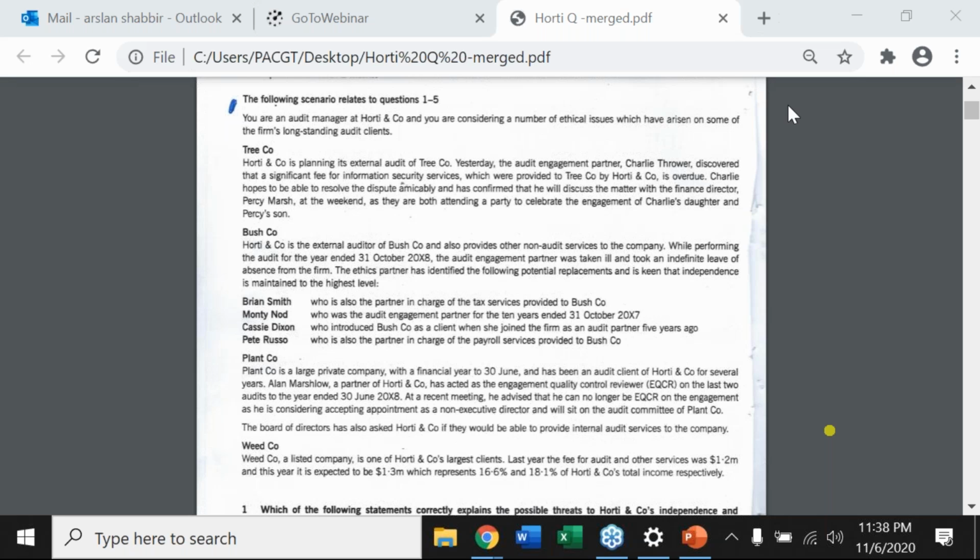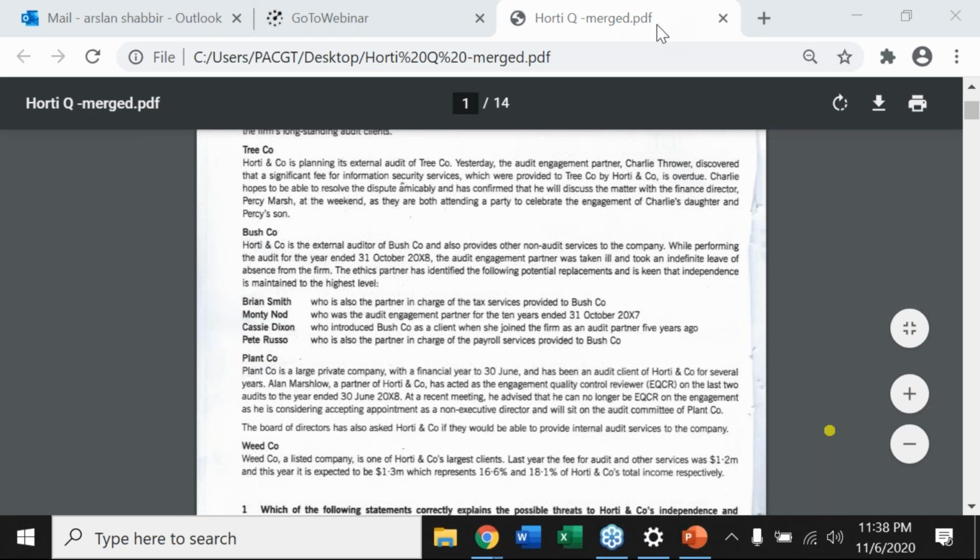But in that case, the partner has just presented Bush Company as an audit client. If it is not this audit firm, then maybe another audit firm, because someone has to do the audit of this company. So why not Hoti and Co? Cassie introduced it 5 years ago and going forward does not have a relation with the client, so she is independent. Now we are going to read the next question.